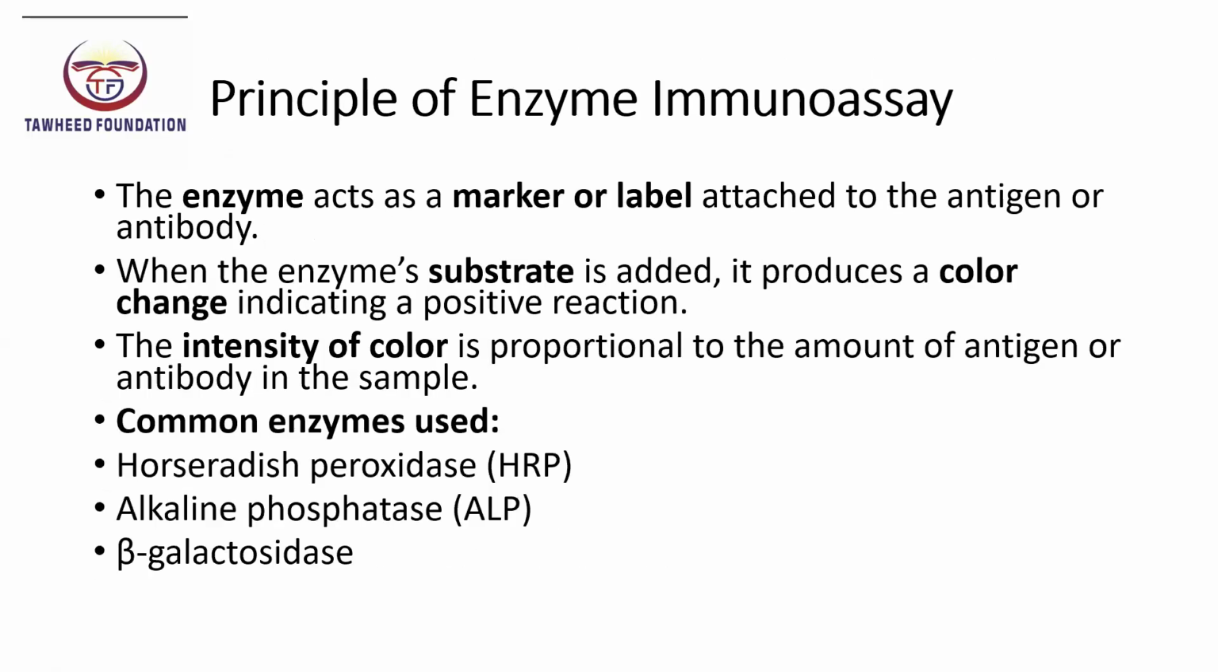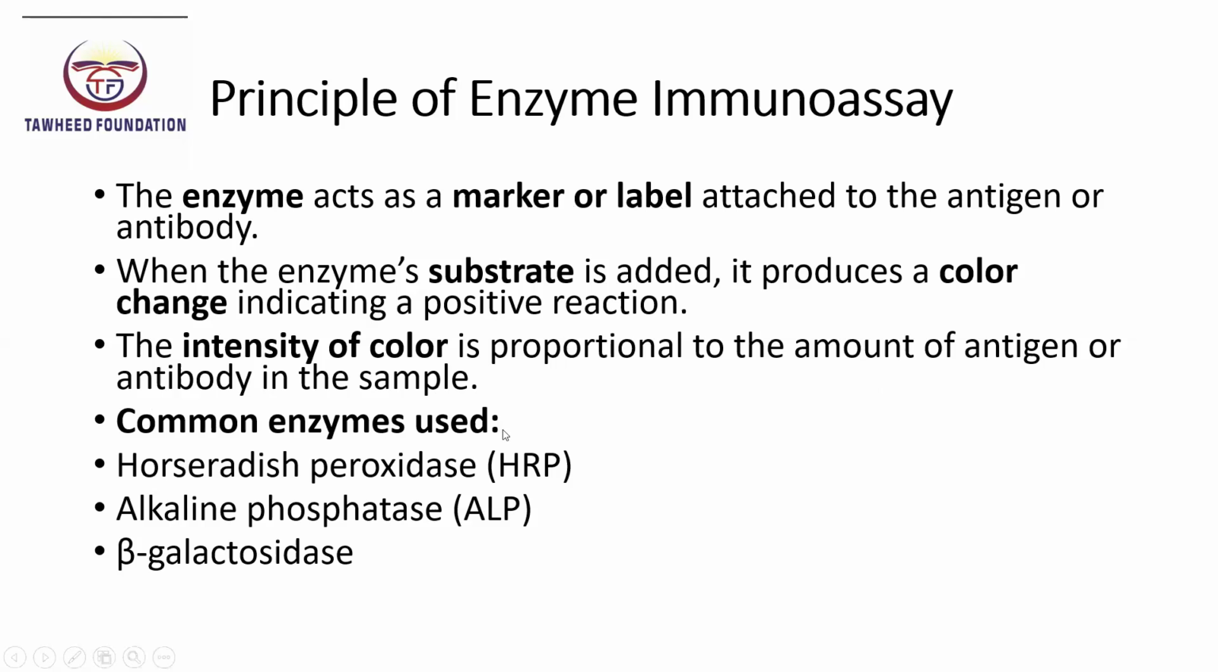Next is principle of enzyme immunoassay. EIA works on the principle of enzyme labeling. The enzyme is attached to either the antigen or the antibody. When the substrate specific to the enzyme is added, a chemical reaction occurs producing a color change. The intensity of the color is directly proportional to the amount of antigen or antibody present in the sample.